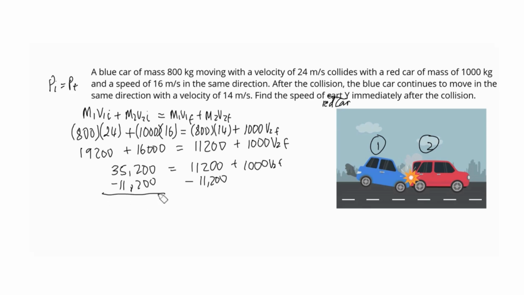I get 24,000 is equal to 1,000 V2F. So then finally, dividing both sides by 1,000, I get V2F equals 24 meters per second.